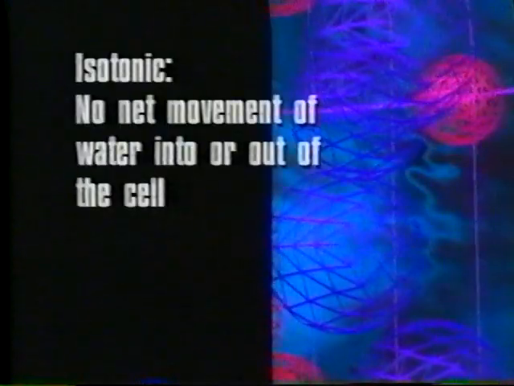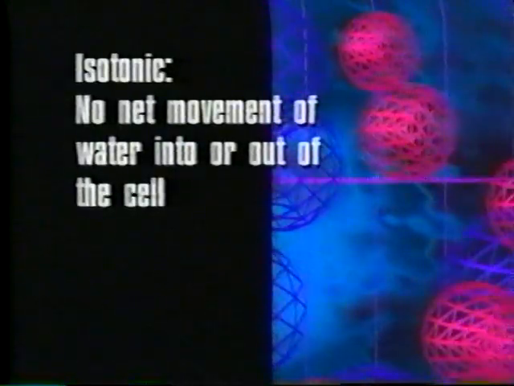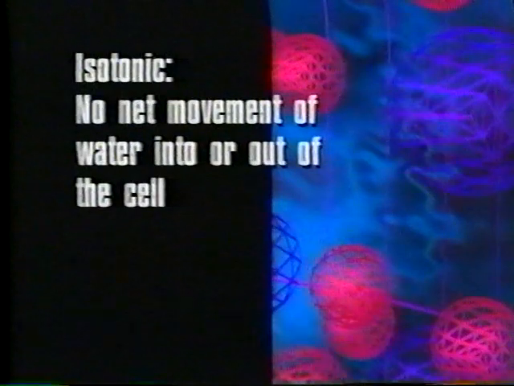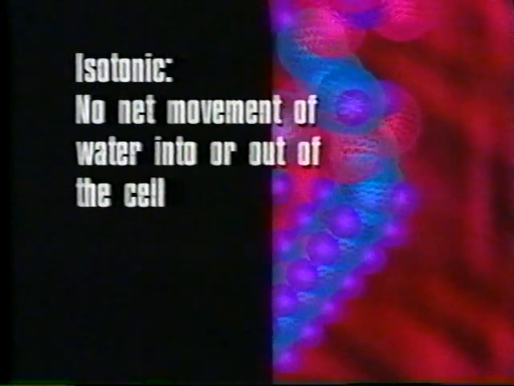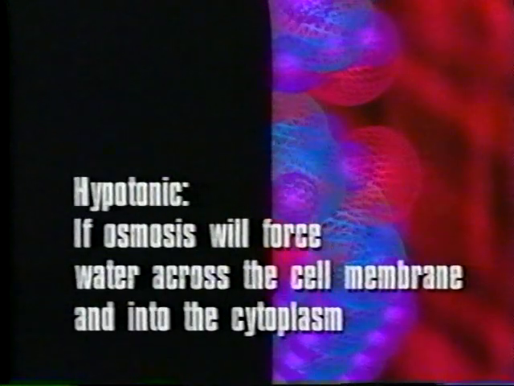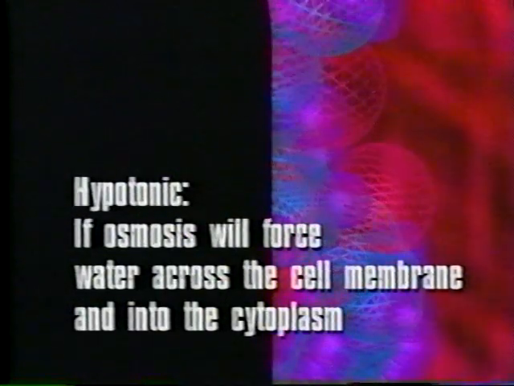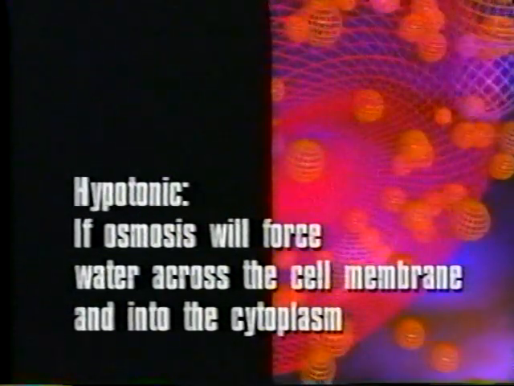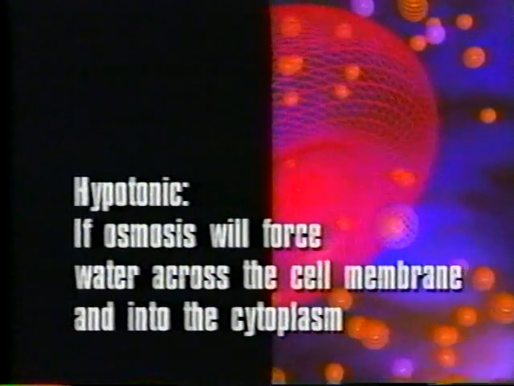The tissue fluid that surrounds your cells is called isotonic because it will not cause a net movement of water into or out of the cells. An extracellular solution is called hypotonic if osmosis will force water across the cell membrane and into the cytoplasm. The cell will swell, as in the case of this red blood cell. Eventually it may burst, an event known as hemolysis.